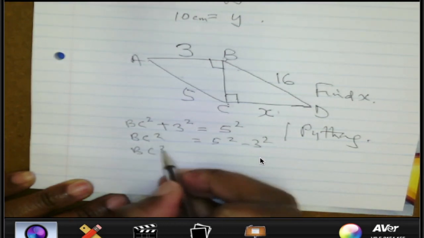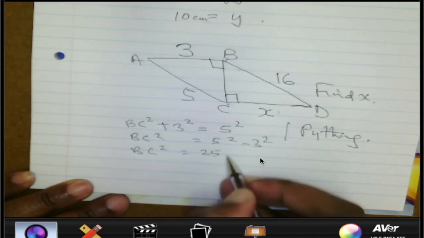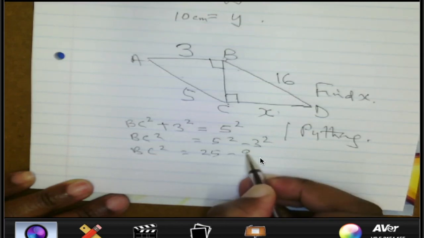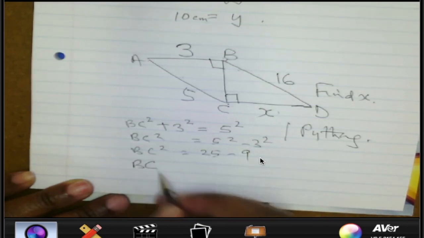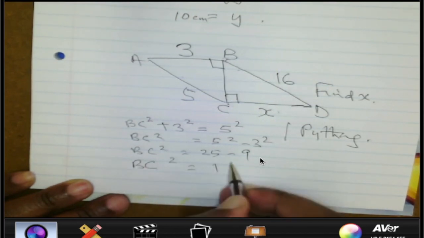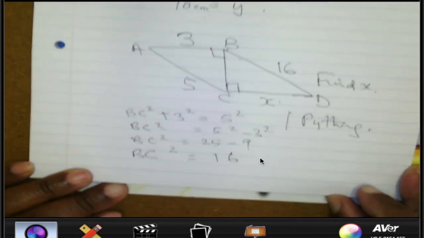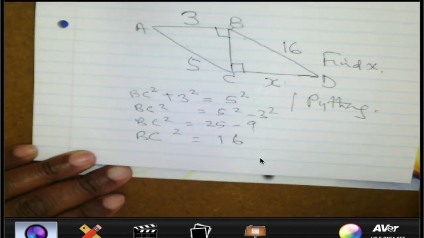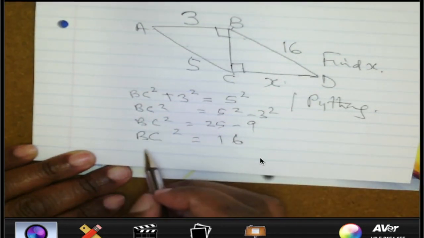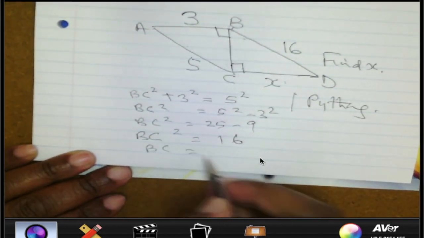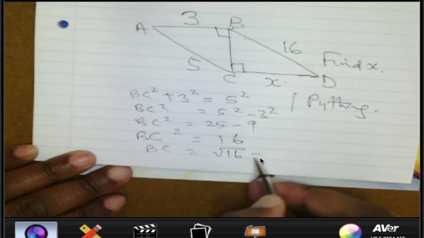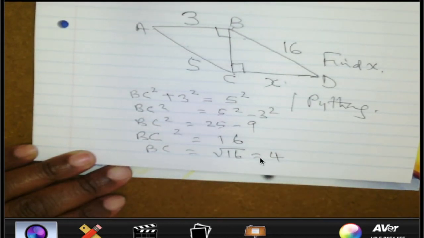Right, now if you simplify, 5 squared is 25, 3 squared is 9. So this means BC squared is equal to 16. So guys, if BC squared is 16, to find BC we need to take the square root of 16. So we agree that BC will be equal to 4.